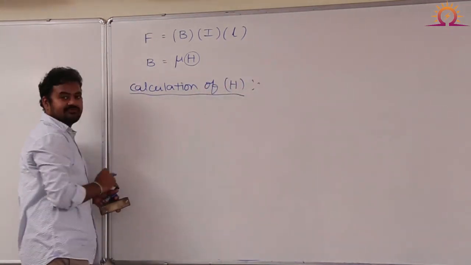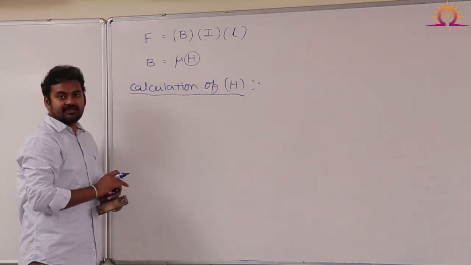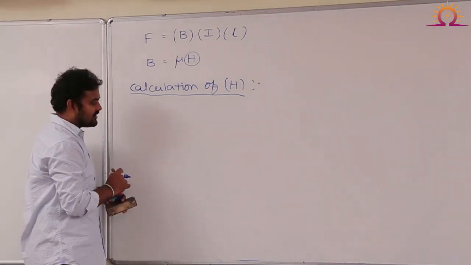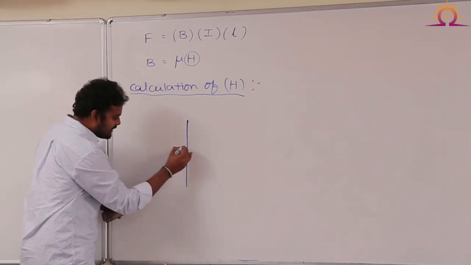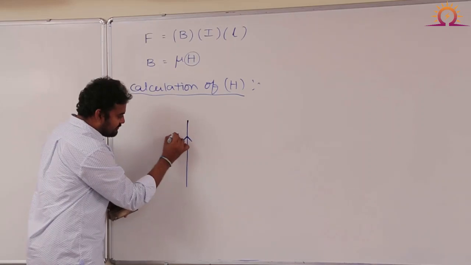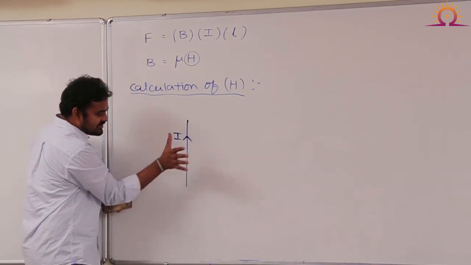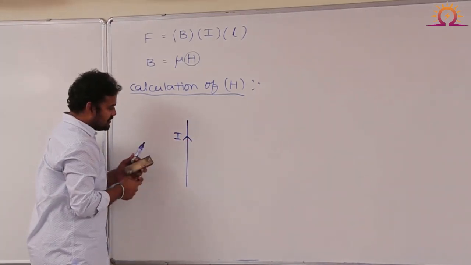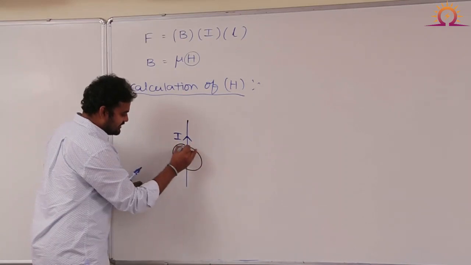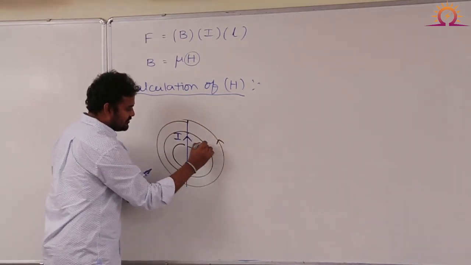Calculation of H. I'll use a standard formula to calculate H by a current carrying conductor. You see that, assume I have a conductor with me carrying a current of magnitude I. Based on the direction of current, I can understand the flux lines will be along my four fingers. So the direction of flux will be like this. This is how flux lines are going to be created.